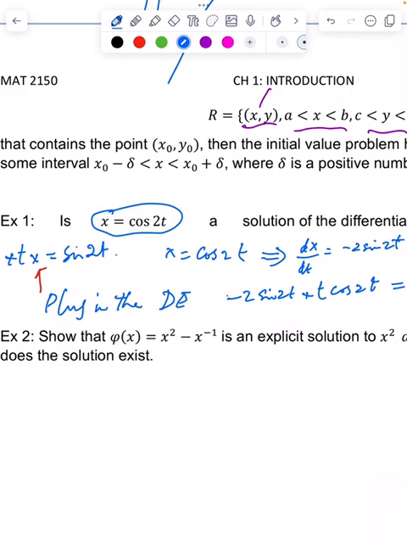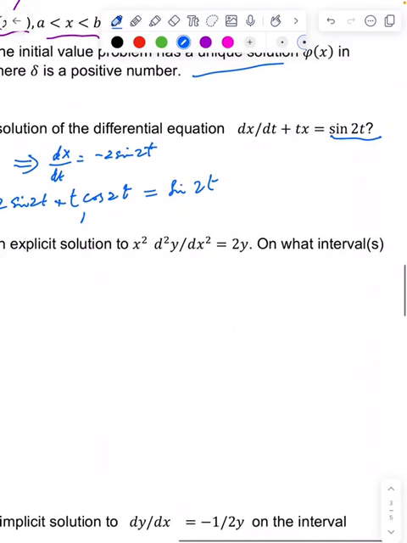Now I look at the two sides. If I have to simplify, I will do the simplification, but you can see I cannot simplify much here. And the left hand side doesn't look like the right hand side, so we say no, it is not a solution.